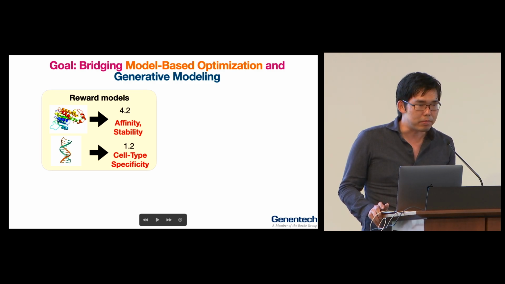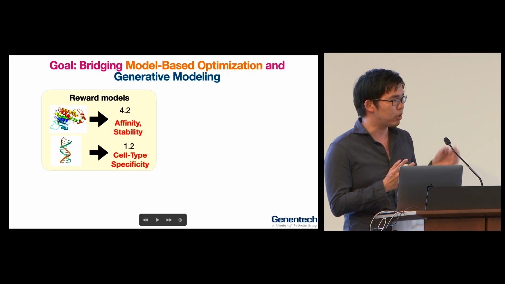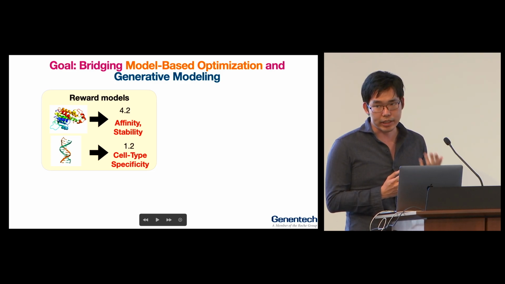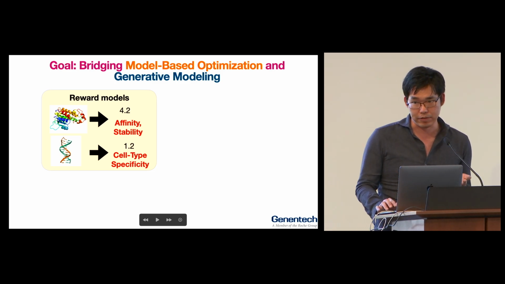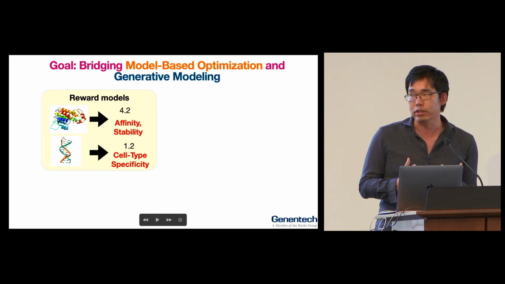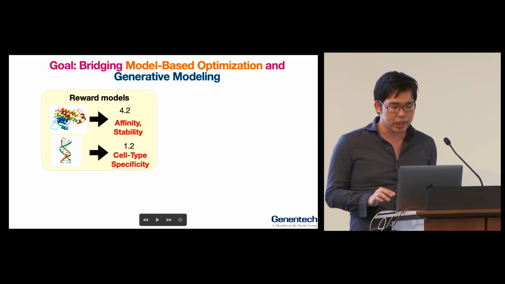So what is model-based optimization? It's a very simple approach. First, we make a sequence model from X to Y, for example, protein to affinity, or DNA to cell type specificity. And then we can optimize that with directed evolution or a first-order method. So that is a traditional approach.